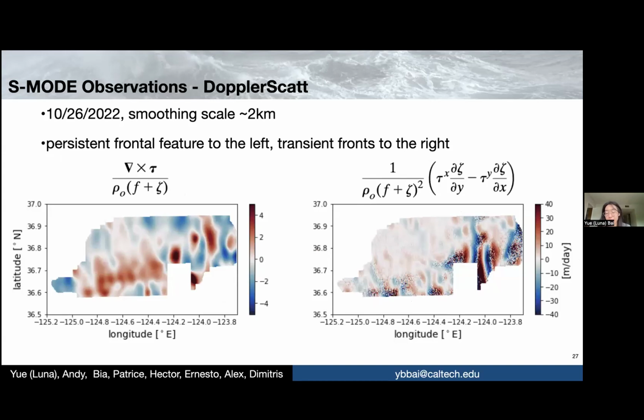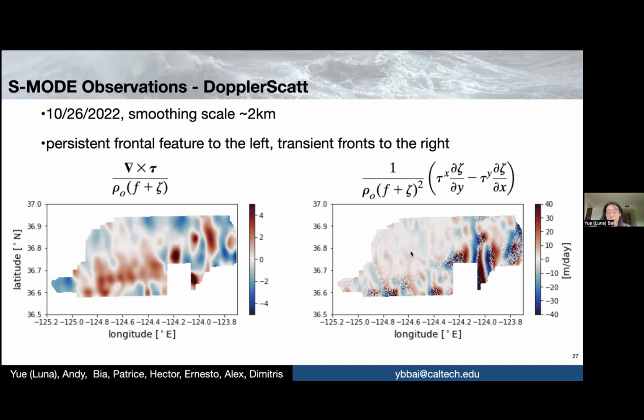Because we are very interested in the Ekman vertical velocities, here are the linear on the left and nonlinear on the right Ekman vertical velocities that we calculated with the wind stress curl from Doppler scat data. As you can see, the nonlinear Ekman vertical velocities are actually quite noisy right now. This is because I'm taking the gradient of the velocities, so there's more smoothing and cleanup that I need to do.